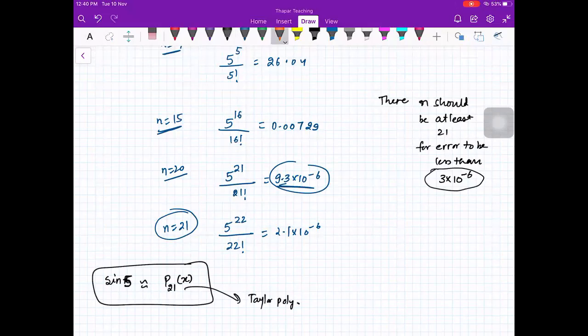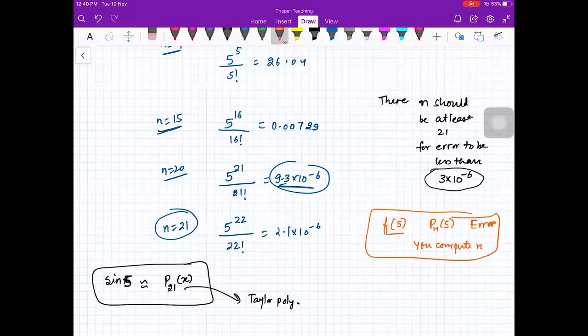Okay, so this is one type of problem where you have a function at some value, say 5 or 6. You approximate F(5) with Pn(5), and you compute n. These things are given. Error is also given. Compute n. That number of terms you have to compute. This is one type of problem.